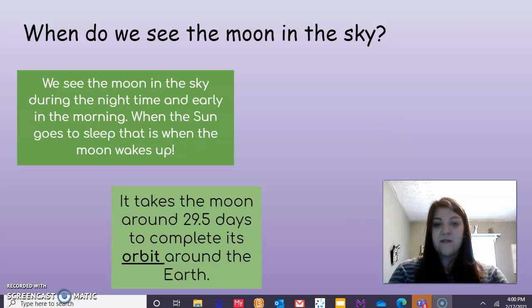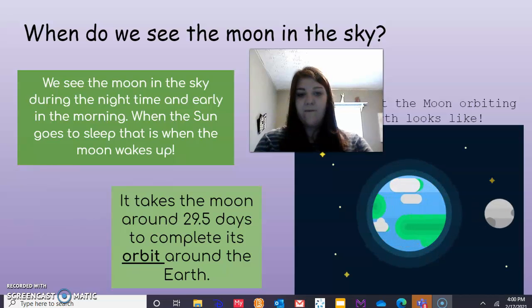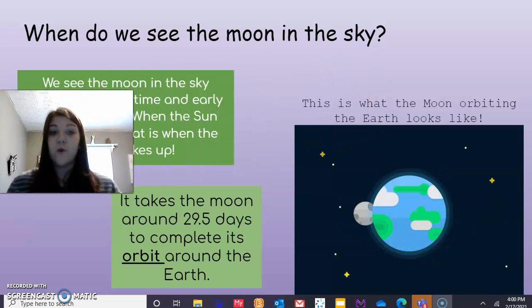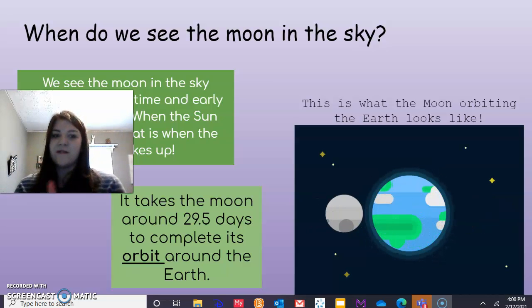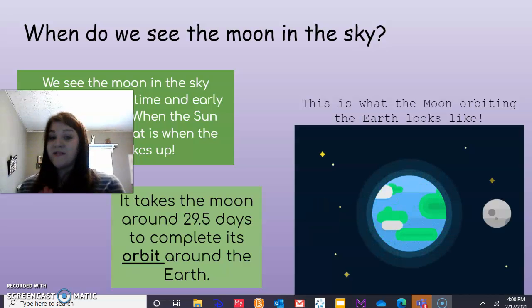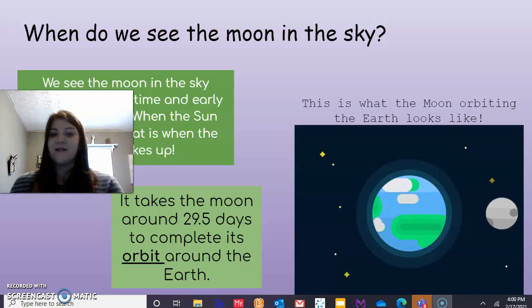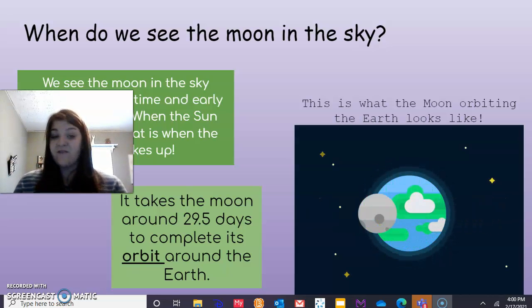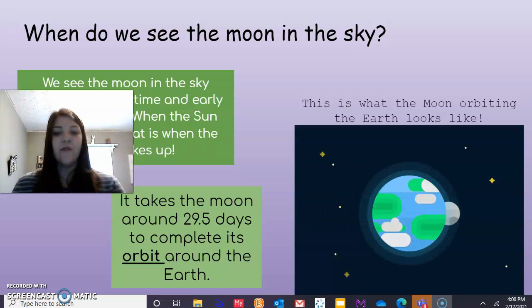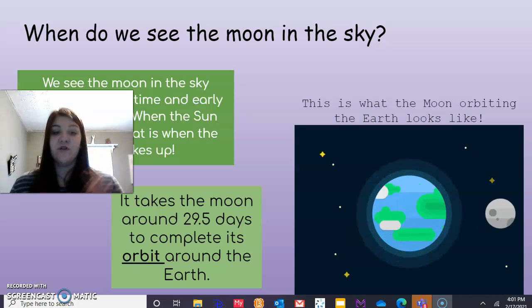All right, so in this little video, you can see the moon is orbiting the Earth. So remember that. We talked about how the Earth orbits the sun, but the moon also orbits the Earth. So it follows that same path every single day. It takes the moon around 29.5 days to complete its orbit around the Earth. So it takes around a month for the moon to go all the way around the Earth just one time.